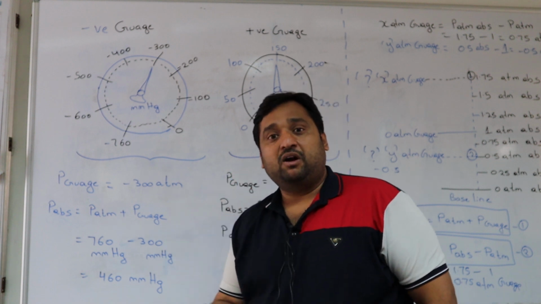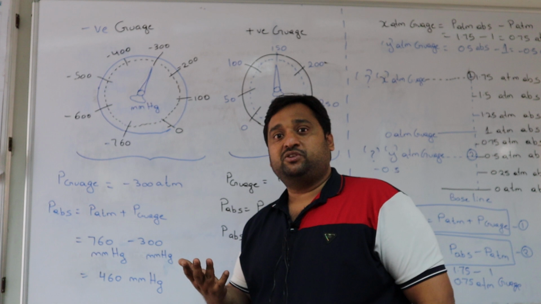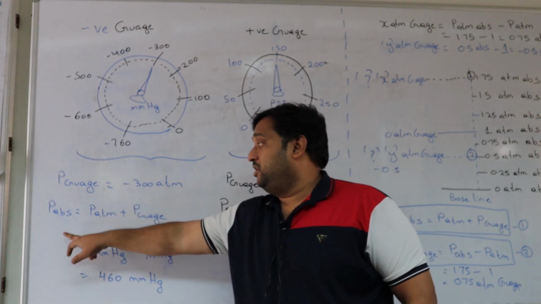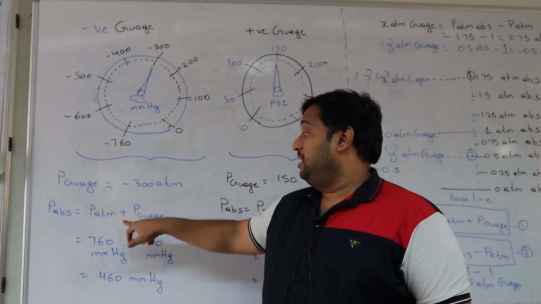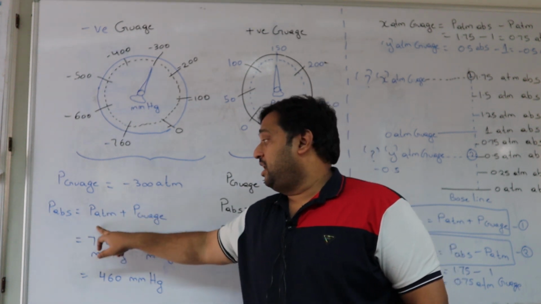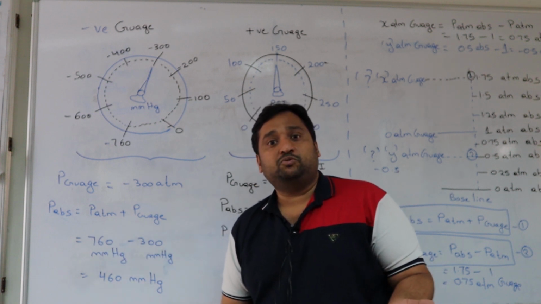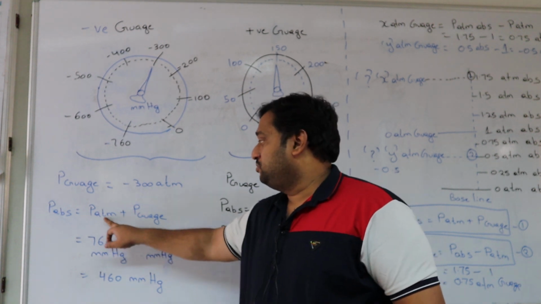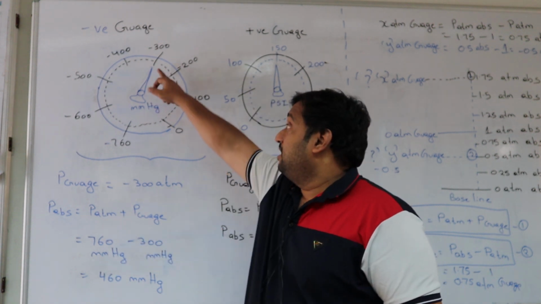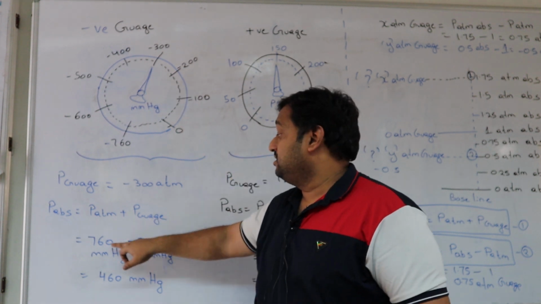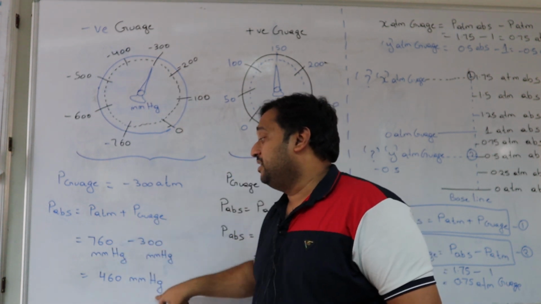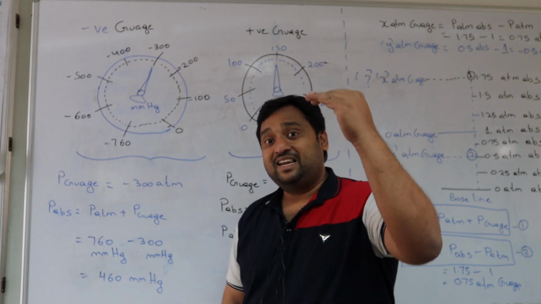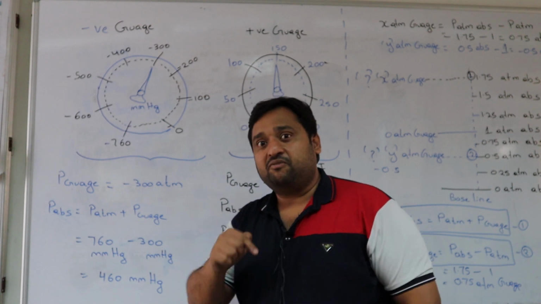Then I have to convert the gauge pressure to the absolute pressure. P gauge is equal to minus 300. From the equation, P absolute is equal to P atmospheric plus P gauge. What is always the atmospheric pressure in terms of mmHg? It is equal to 760 mmHg. So P atmospheric is 760 mmHg, and the gauge pressure reading is minus 300. 760 minus 300 is 460 mmHg vacuum. This is an absolute pressure. That means the system is less than 760 mm absolute, meaning it is under vacuum now.